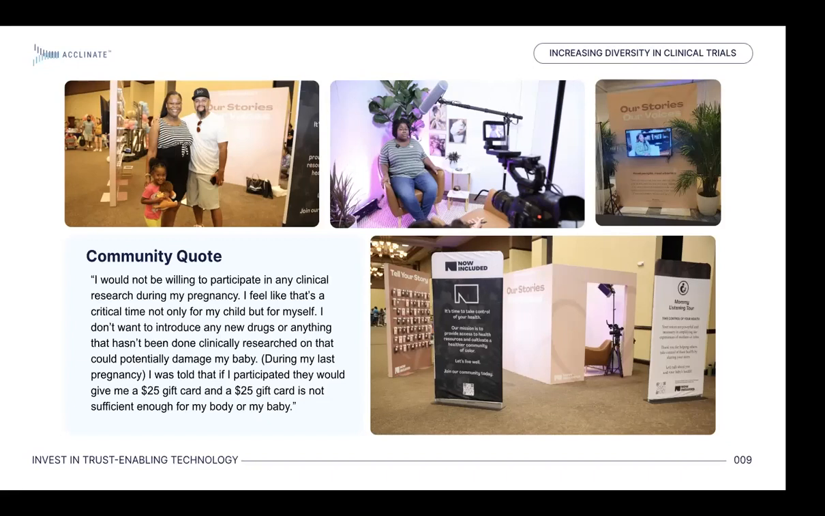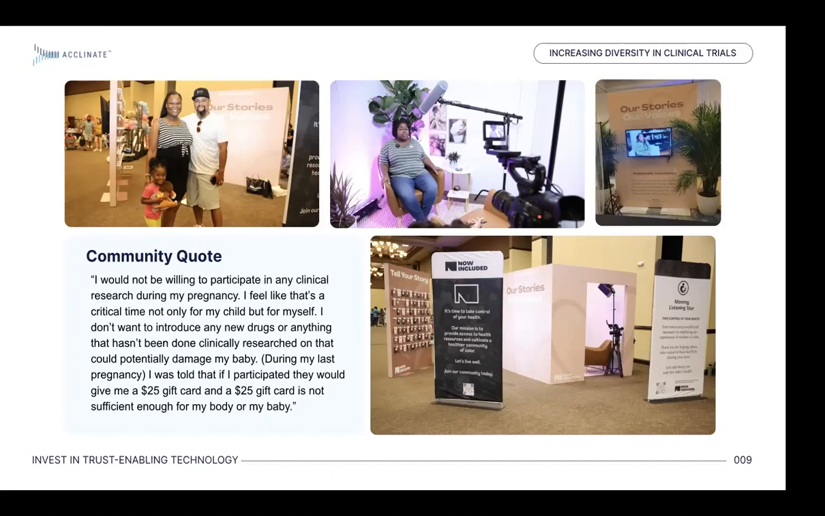She did say that she had been offered an opportunity to participate in clinical research during her last pregnancy. And as a gift for participating in the clinical trial, the team offered her a $25 gift card. And for her, that was kind of like a slap in the face. Like there's not enough money in the world that would put me in a position that I felt I couldn't provide for my child, or it essentially wasn't sufficient enough.